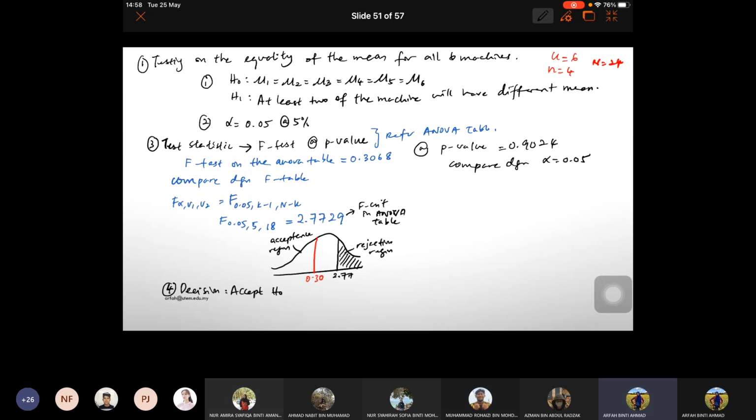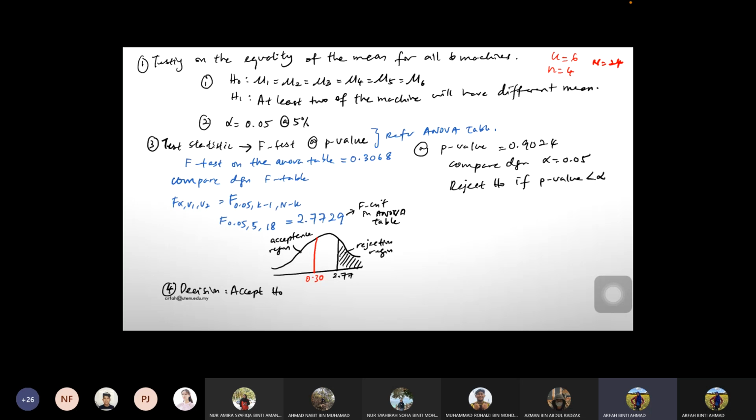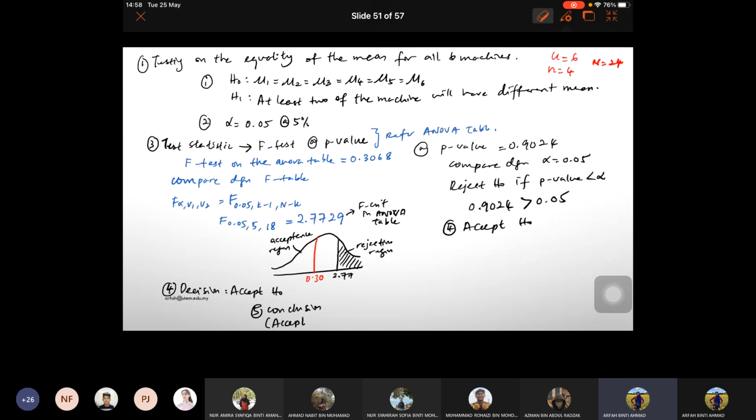So sama juga kalau guna P value, reject H null if P value less than alpha. So awak dapat yang ini 0.9024 lebih besar daripada 0.05. So accept H null. So kalau tengok keputusan dia pasti sama, either awak guna P value atau awak guna F test. Okay. So yang kelima, conclusion, because we accept H null, the conclusion will be based on H null punya statement. Ada different or not?